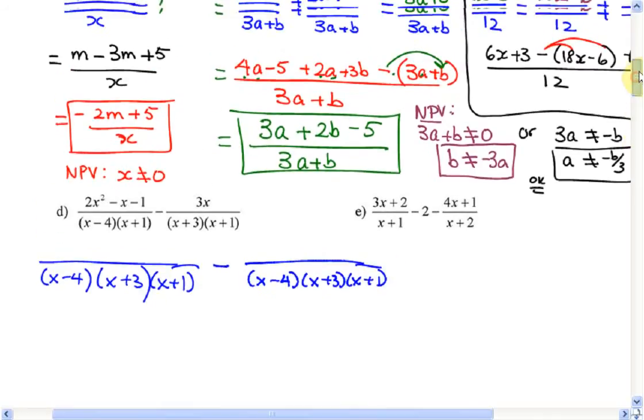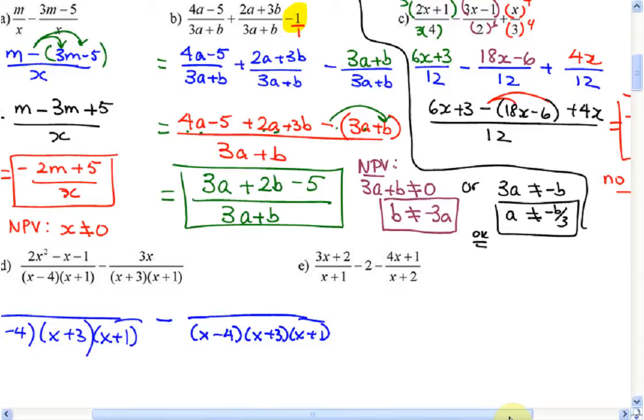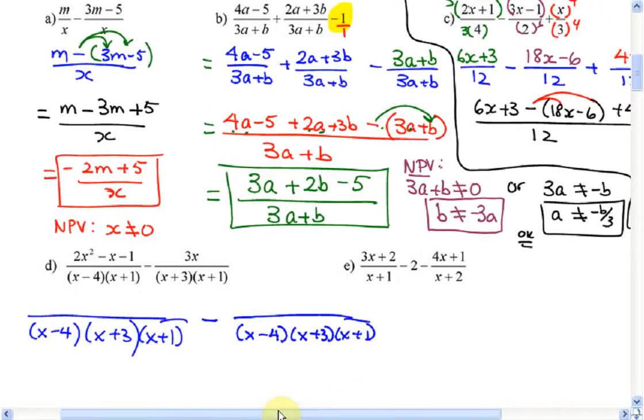Now, trying to relate this to question C. Remember how in question C I had a 4 and it became a 12, and I asked you what did you multiply the 4 by to get a 12? And that was a 3. Similarly over here now, I started with x minus 4, x plus 1, and then I've got x minus 4, x plus 3, x plus 1. What factor am I missing here? Or how do I go from this to that? What do I need to multiply by? Which one am I missing? I'm missing the x plus 3.